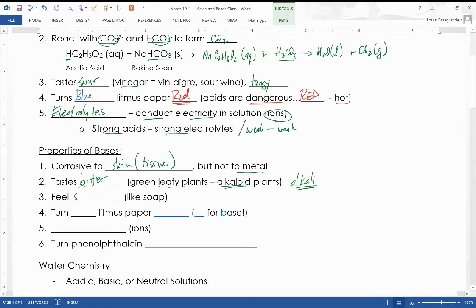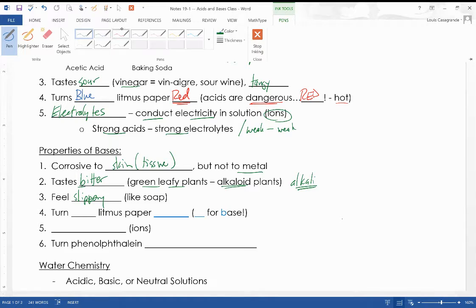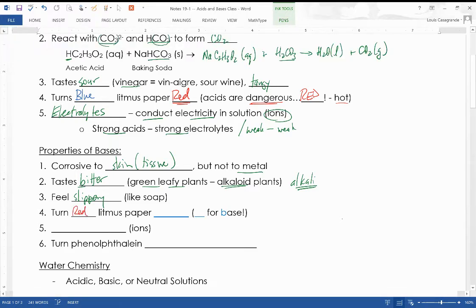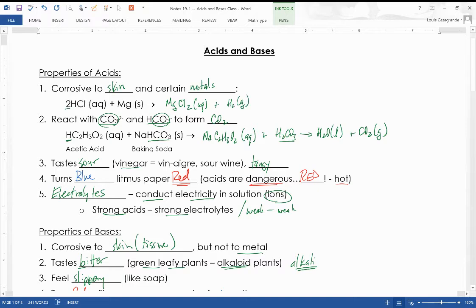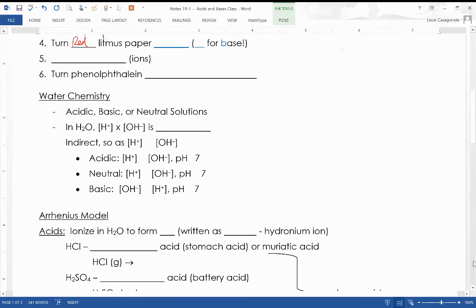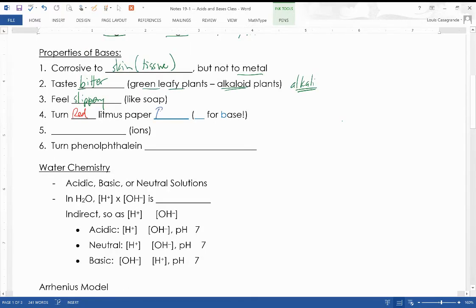Bases also feel slippery, like soap. And in fact, you do use bases to make soap. Bases are going to turn red litmus paper blue. And so in that respect, it is the opposite. Where's my red litmus paper blue? That doesn't look like a blue. B-L-U-E. And B for blue, B for base. So you can use red litmus paper to test for the presence of a base.